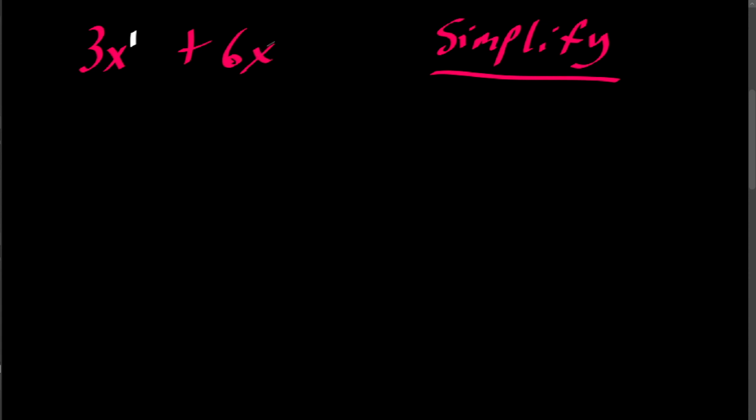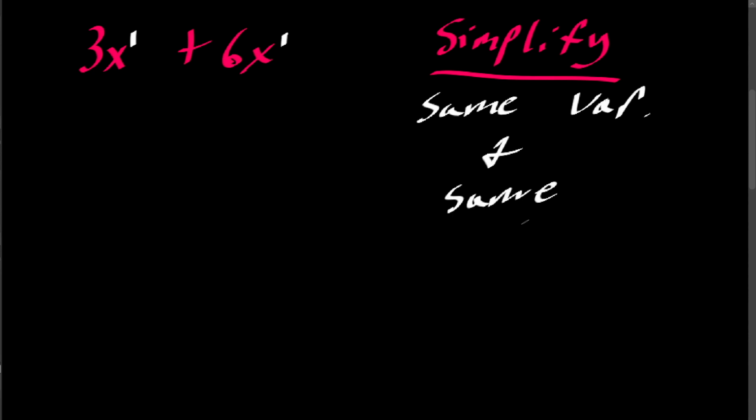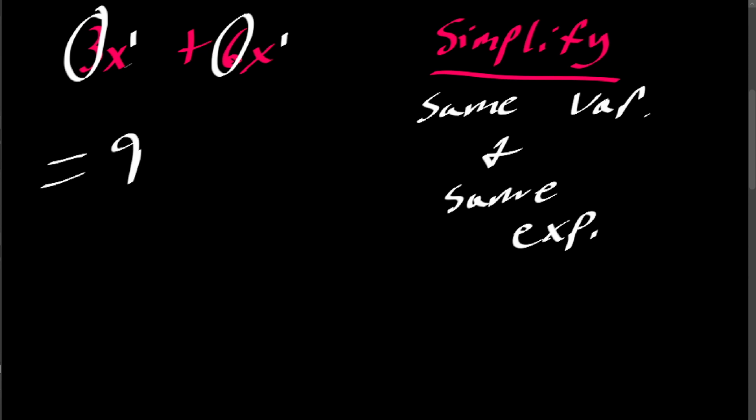So if this is to the first power and this is to the first power, then yes, we have the same variable and the same exponent. If that's the case, we can add these two together. When you add like terms and there's a variable, all you have to do is add the coefficients. What's 3 plus 6? It's 9. When you bring down your variable, the variable doesn't change, and the exponent doesn't change. So when you add like terms, if there's a variable, add the coefficients, but keep the variable exactly the same.